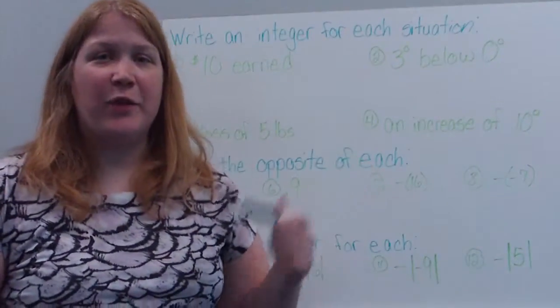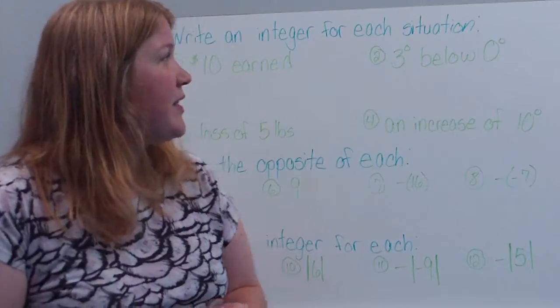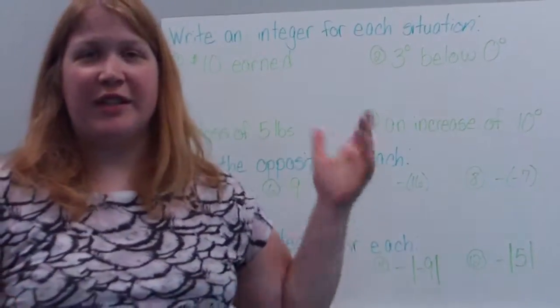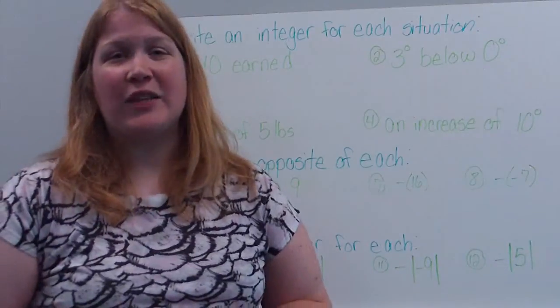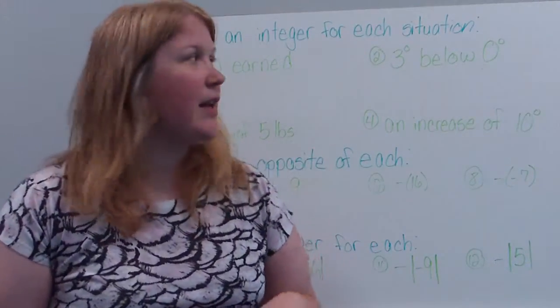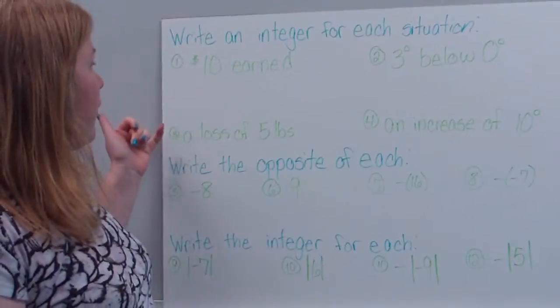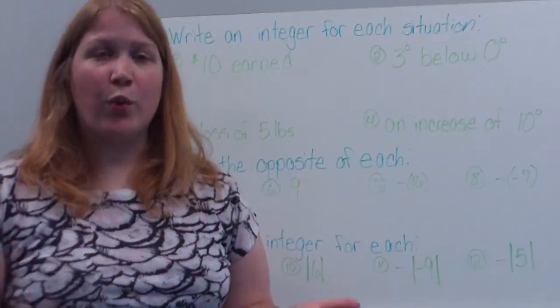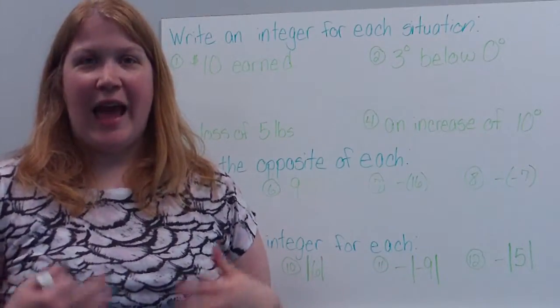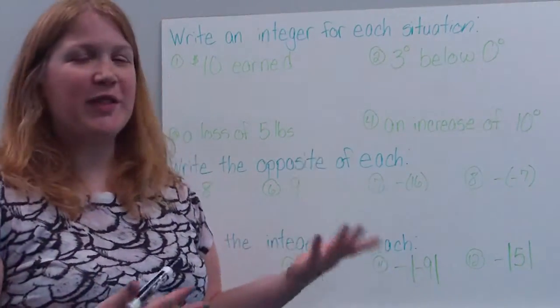All right, now I have a few examples for us to go over. This is what you would normally traditionally see on a homework sheet, and now we're going to do it here. When you come into class, we'll do some more activities to practice this. So here, these first 4, I just want to write an integer for each situation. So basically, I'm giving you a word phrase. What would that look like as a number, or what integer would represent this word phrase?